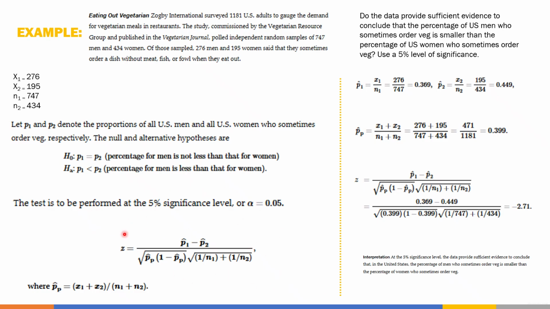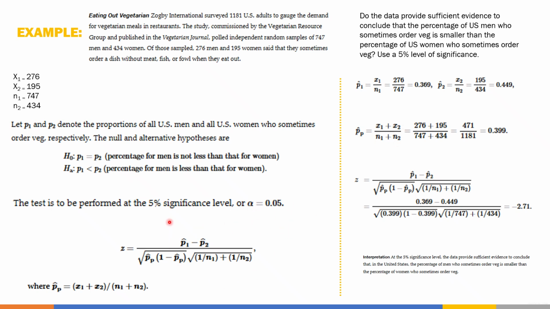I just want to take it back a step because I think I skipped over something. How do I know that we're doing this left-tailed test? Because the question is really asking us, do the data provide sufficient evidence to conclude that the percentage of men who sometimes order vegetarian is smaller than the percentage of women? That's where I got this from, and we're going to use that 5% level of significance.